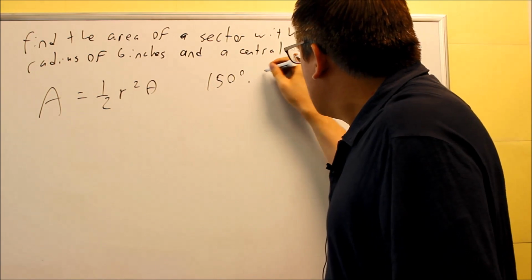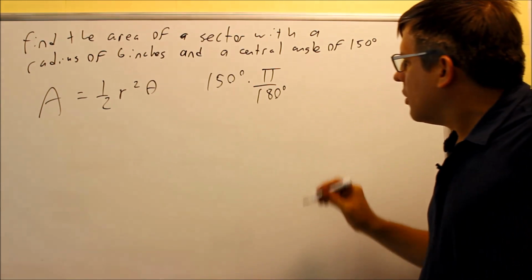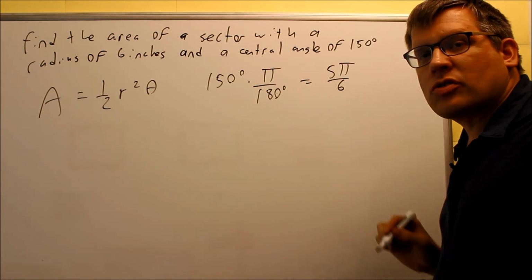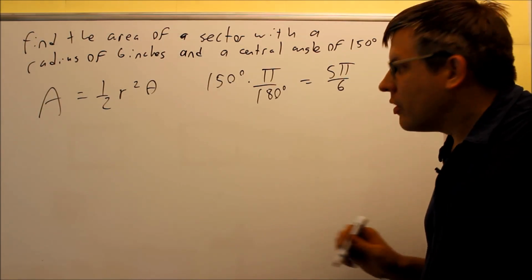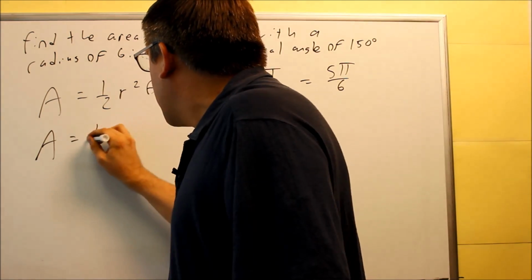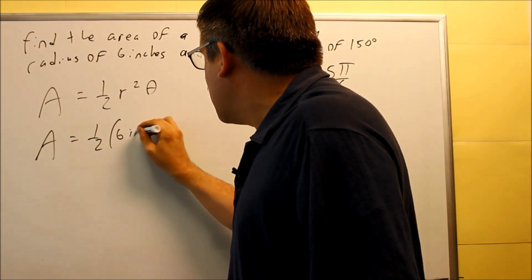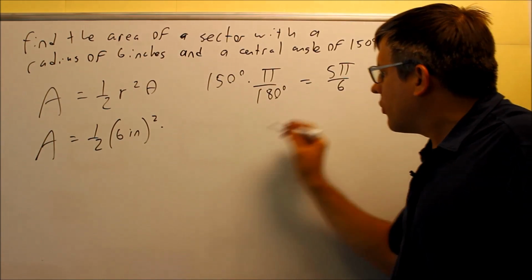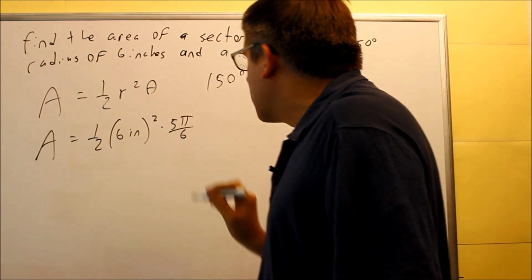150 degrees times pi over 180 degrees. When we reduce that, you get 5 pi over 6. So 5 pi over 6 would be the radian measurement. That's what we put in for our theta. So I have 1/2. My r was 6 inches. I have 6 inches, and I'm squaring that, and then I'm multiplying it by theta. So your theta is 5 pi over 6.